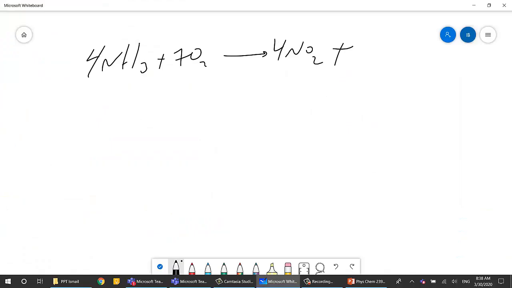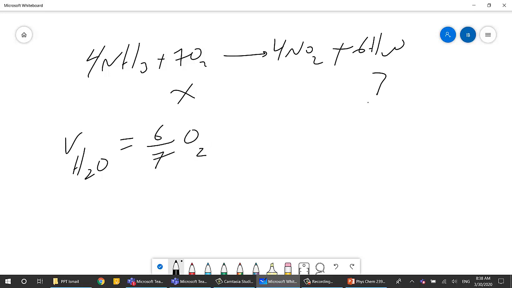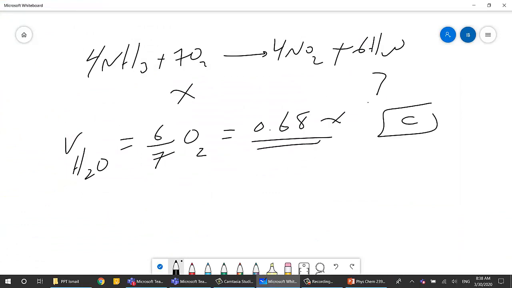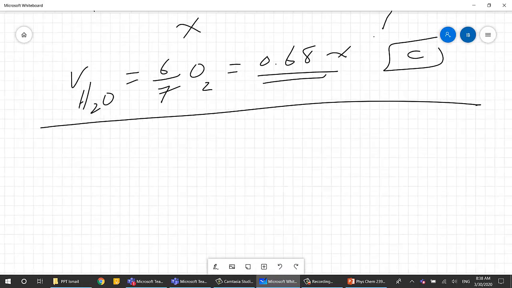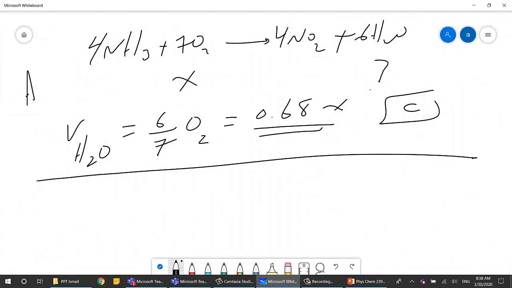So here it says 4NH3 plus 7O2 goes to 4NO2 plus 6H2O. The question says this is X. This is how much? Kawthar said that the rate of H2O should equal 6 over 7 of O2. Right, Kawthar? Which is 0.86. If you divide 6 by 7, it will be 0.86X, which is answer C, which is the correct answer. But you can do this a different way. Let us call this way A, okay?